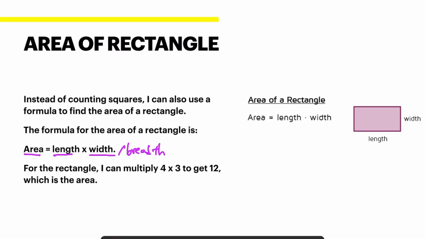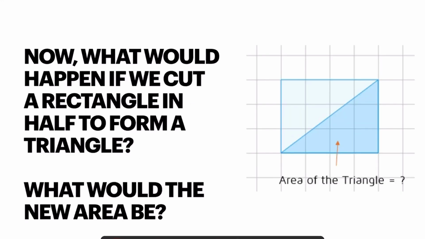So going back to the example just now, we have the length 4 and the breadth 3. So area is length times breadth, which is also 4 times 3 will give you 12 square units. Now, what will happen if we were to cut a rectangle in half to form a triangle, which is what we are here to learn today, how to find the area of a triangle.